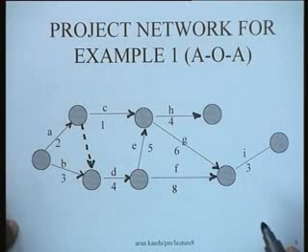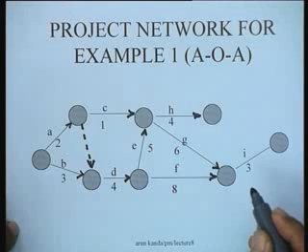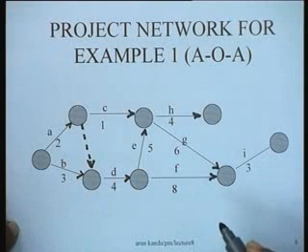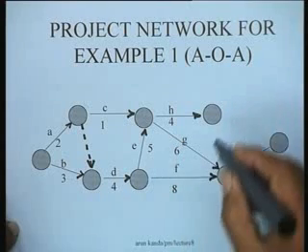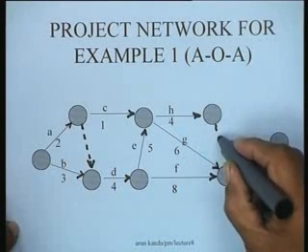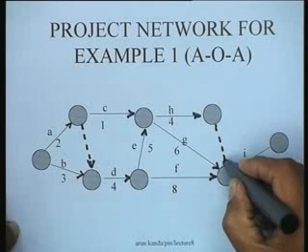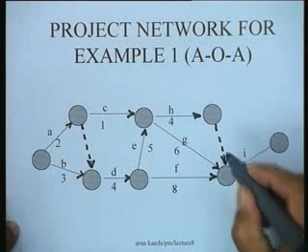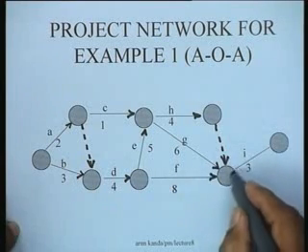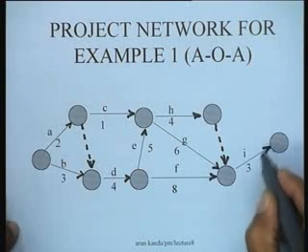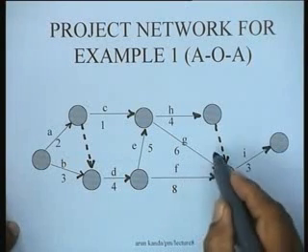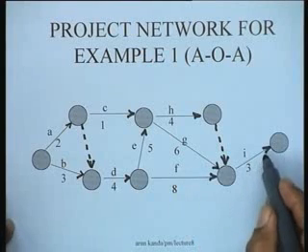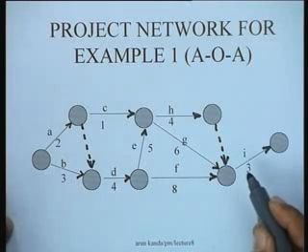And as far as activity I is concerned, it has three predecessors, namely F, G and H. So what we can do is bring a dummy arc from here and show it like this, and then for activity I, F, G and H are all shown as predecessors for activity I.